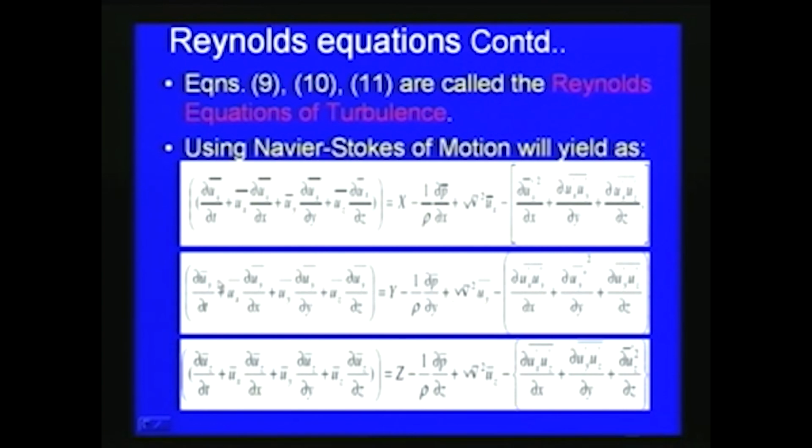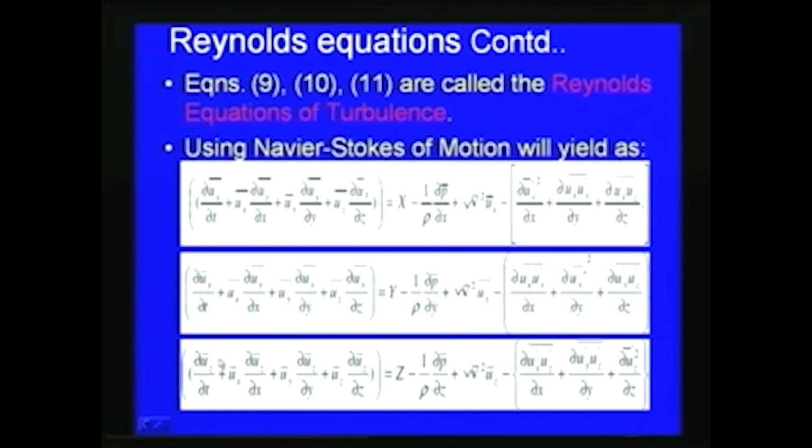In a similar way, in y direction we can write: del u y bar by del t plus u x bar del u y bar by del x plus u y bar del u y bar by del y plus u z bar del u y bar by del z is equal to Y minus 1 by rho del p bar by del y plus nu into del square u y bar minus del u x dash u y dash bar by del x plus del u y dash bar square by del y plus del u y dash u z dash bar by del z. This is the Navier-Stokes form of the turbulent flow equation in y direction.